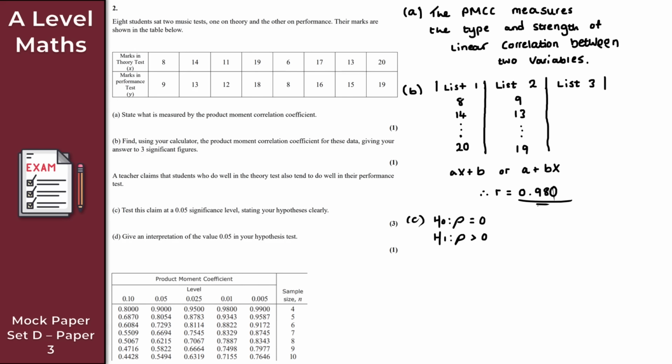Job done. What I also need here is two other things. I need the test statistic, which we've already evaluated here in part B, rather messily. So the test statistic, TS, I will abbreviate it to, is 0.980. It's this value of r here. Nice and easy. And what I also need here is the critical value.